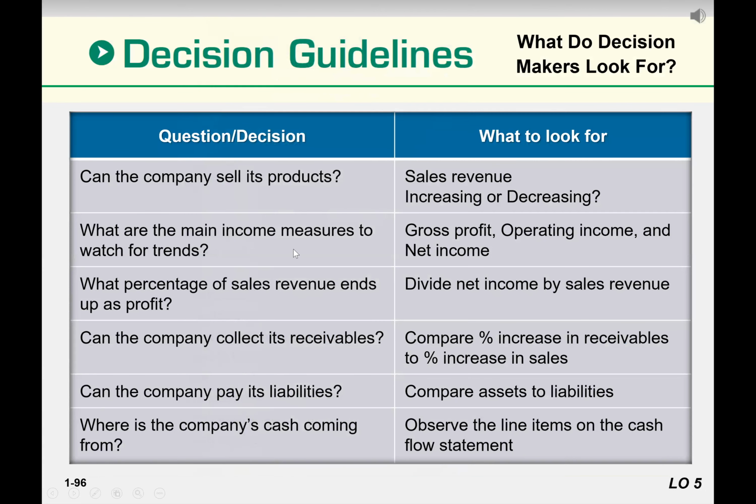So the questions that we just talked about are basically the guidelines that I gave you the illustration of in the breakout room. So here we go. Can the company sell its products? Here you need to look under the income statement and see whether sales are increasing or decreasing. If decreasing, that means the company is facing difficulty selling the goods.